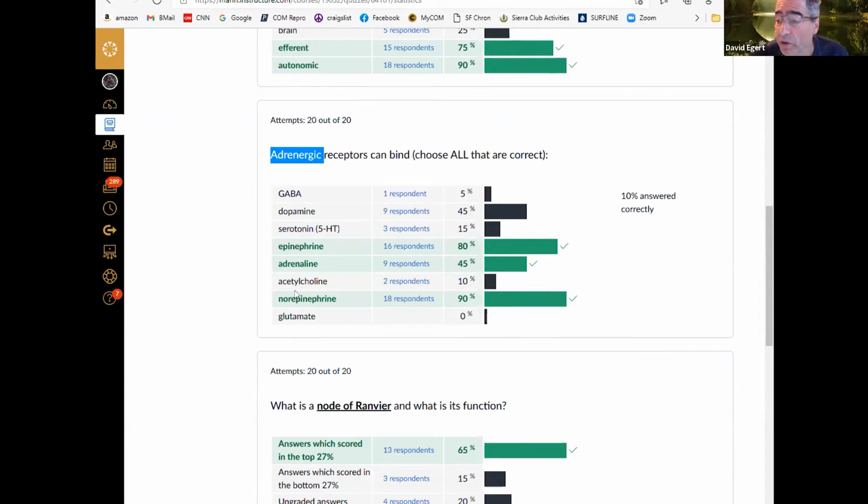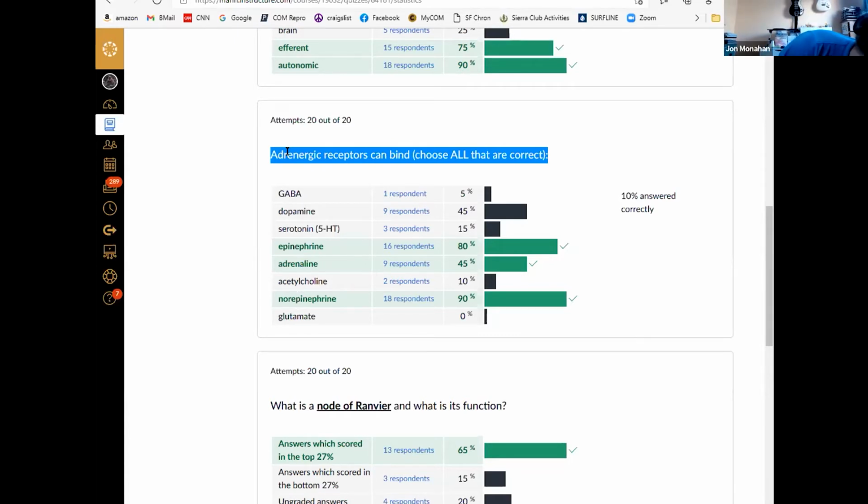GABA, dopamine, serotonin, acetylcholine, glutamate, they have their own adjectives: GABAergic or dopaminergic or serotonergic or cholinergic or glutamatergic. Adrenergic is referring specifically to epinephrine and norepinephrine, also known as adrenaline and noradrenaline. If this question instead says cholinergic receptors combined, what would the answer be? Acetylcholine. Yeah, it would just be acetylcholine.